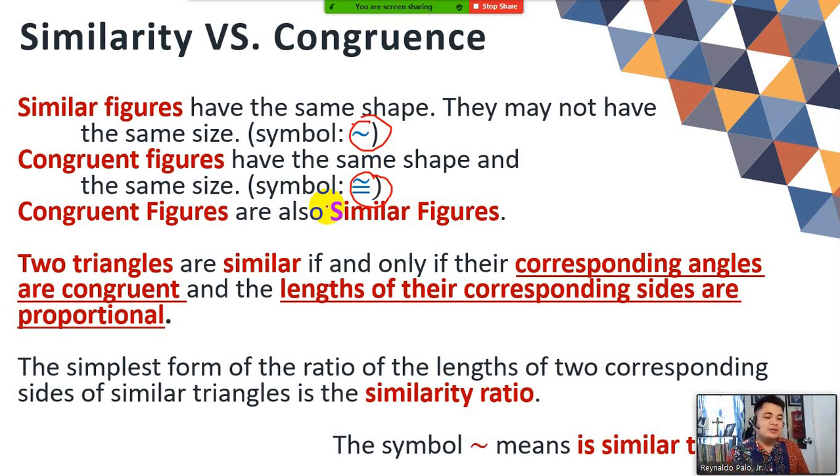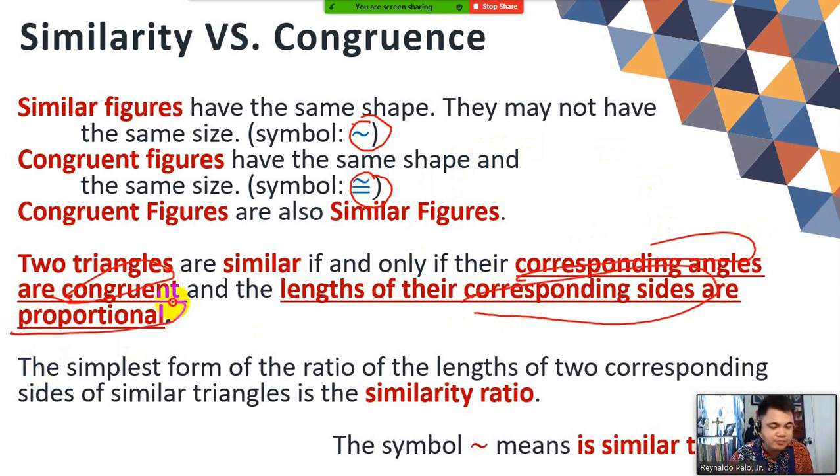Now, let's have the similar triangles. Two triangles are similar if and only if their corresponding angles are congruent and the lengths of their corresponding sides are proportional. So, for us to say that two triangles are similar, you have to take note that their corresponding angles must be congruent, and the lengths of their corresponding sides need not be congruent; rather, they need to be proportional for us to say that they are actually similar.